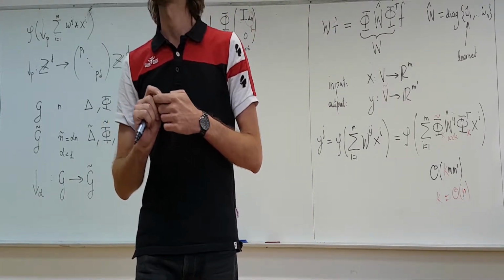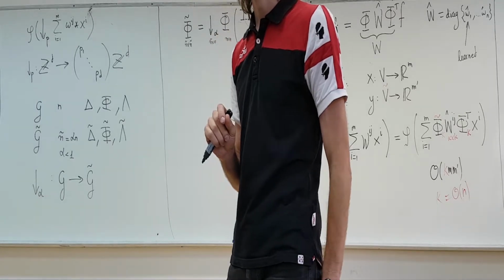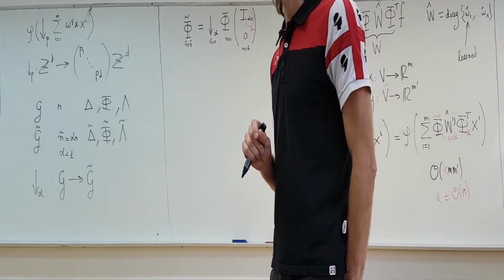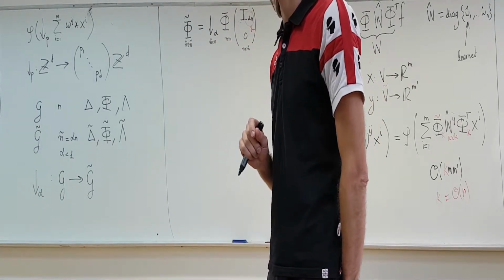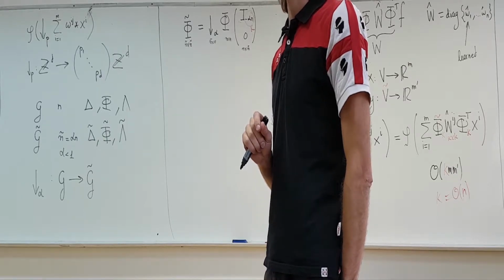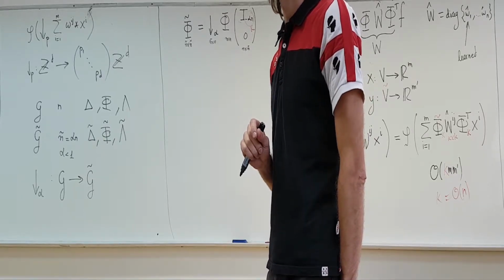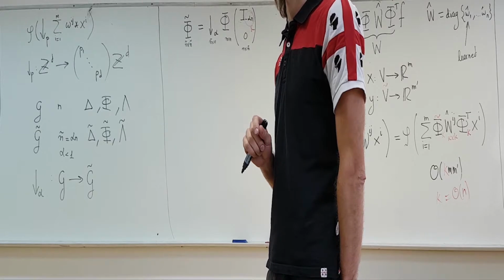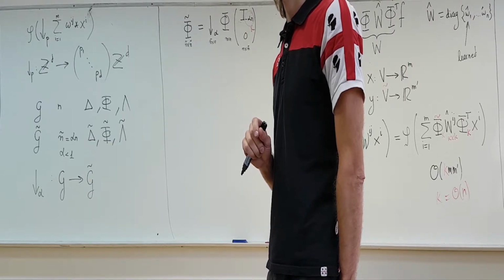For some non-Euclidean domains? Pardon? For some non-Euclidean domains. Well, for a general non-Euclidean domain, you don't have FFT. Of course, for some non-Euclidean domains where you have a group structure, you might have some equivalent of an FFT. Okay. How common are they?